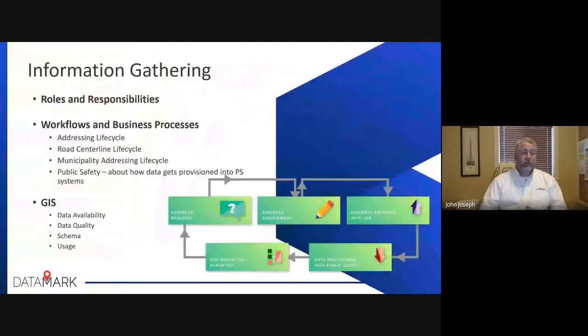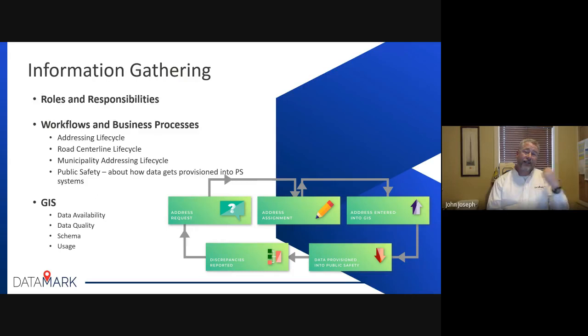Next, we want to talk about information gathering. Where are the roles and the responsibilities? Who's going to be in control of this data? When we talk about roles and responsibilities, I break it up into two different categories. There are people that are owners of data. An assessor might own the data, but he doesn't necessarily own the GIS element of that data. He's supplying it to the GIS resource, and they might be the ones plotting the information on the map.